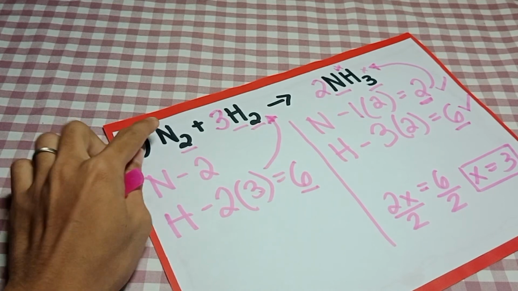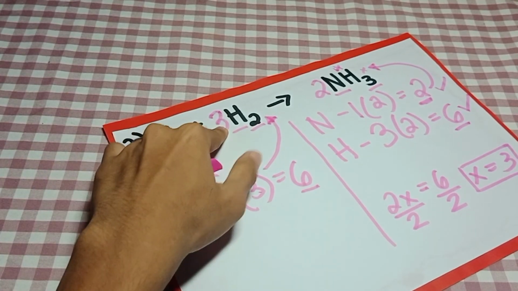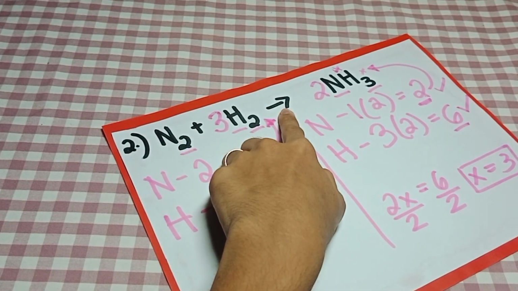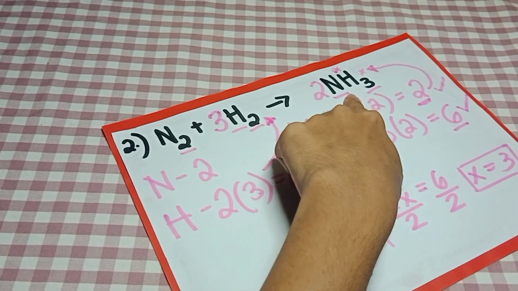It is N2 plus 3H2, then an arrow, to form a product of 2NH3.